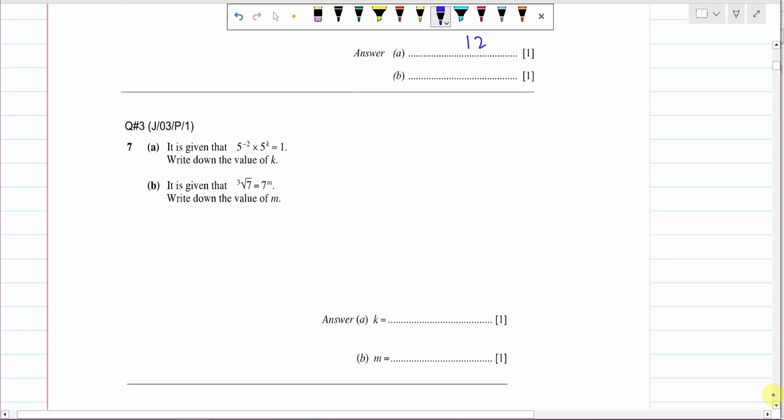It is given that 5 power minus 2 into 5 power k is equal to 1. Since we have same bases and they are multiplying, powers need to be added, so that will be minus 2 plus k is equal to. Now instead of 1, if I write 5 to the power 0, it makes no difference because anything with 0 power is 1. But the benefit is we have same bases on both sides, so we can equate powers. So minus 2 plus k is equal to 0, and you got the value for k, it is equal to 2.